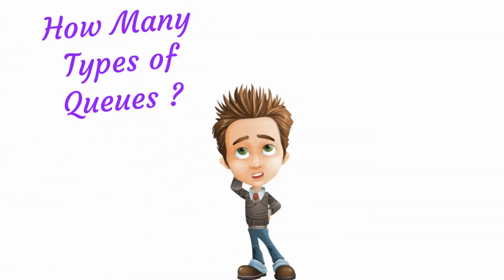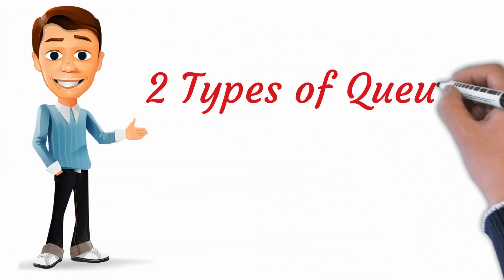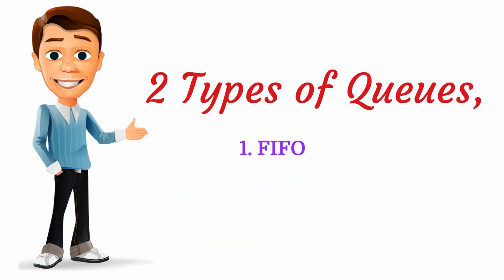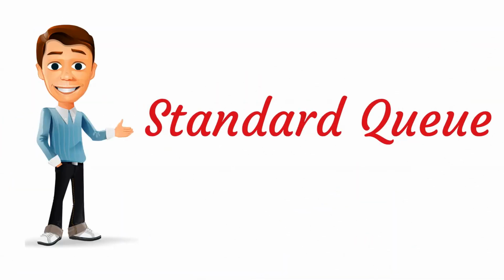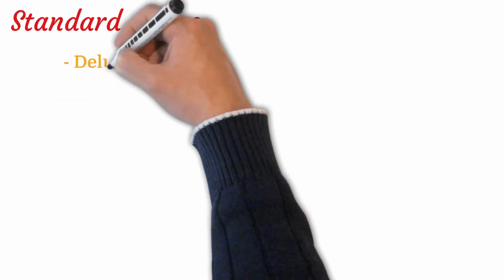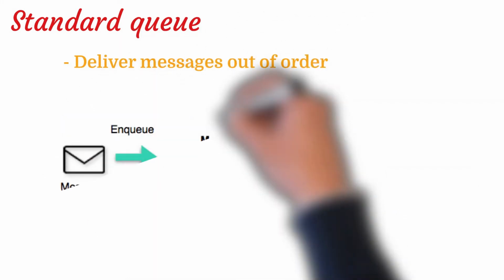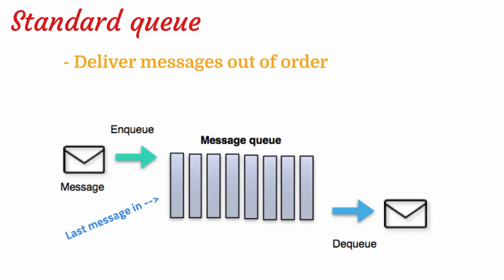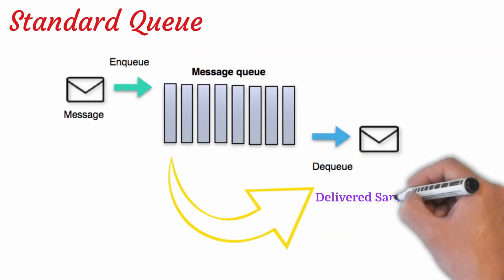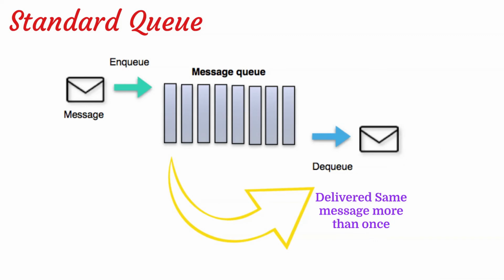Types of queues. There are two different types of queues in SQS: FIFO and standard. Let us see them in detail. In the standard queue, SQS will deliver messages out of order. It means that a message received later can be delivered first to a consumer. It may also deliver the same message more than once on some occasions.